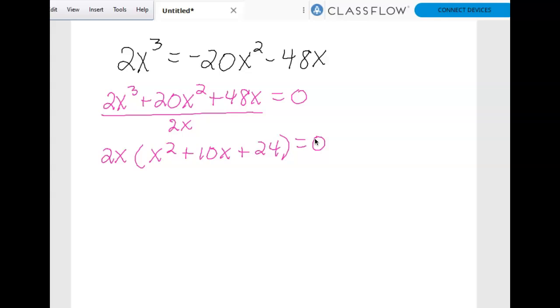So I have 3 terms, so I can do this. We're just going to do the numbers inside the parentheses, right? So I'm going to take 1 times 24, and that's 24, and my b is 10. So the factors of 24 that add to 10 are 6 and 4. So we're going to do 6 and 4 here.